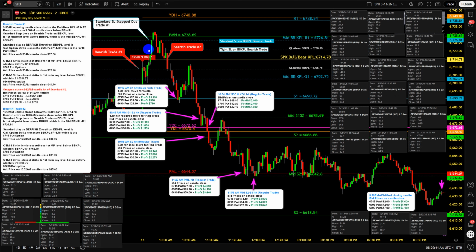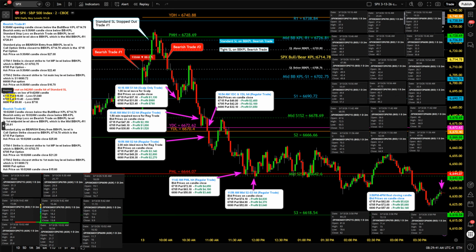Now, in this particular trade, either one of these stop losses were stopped out here on this 9:42 a.m. candle. So we have a stop out. We're always using the standard stop loss. That is the recommended stop loss. Obviously, if you use the tight stop loss, the loss will be less on this trade than the standard.